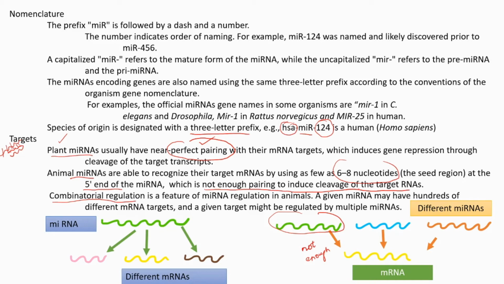Simply, the main thing is only this one. In plants, perfect pairing is there. In the case of animals, that perfect pairing is not present. So combined effort is necessary to damage or destabilize a single mRNA. Clear? Okay.